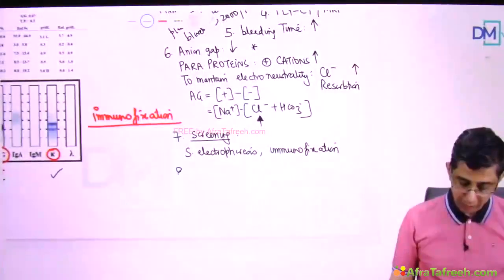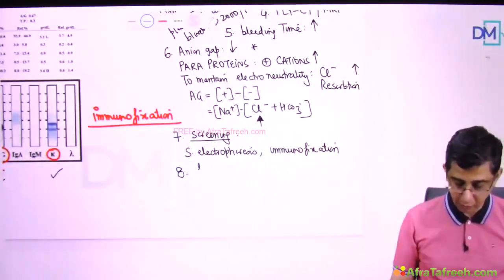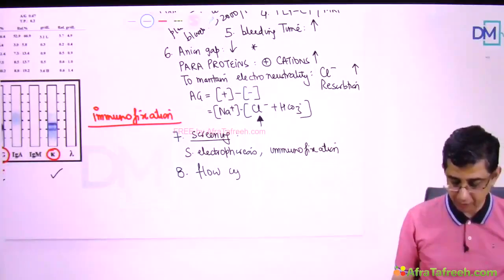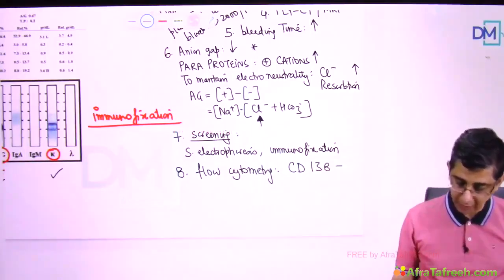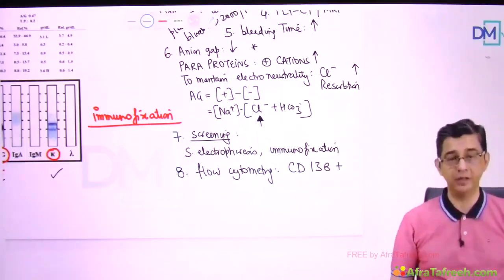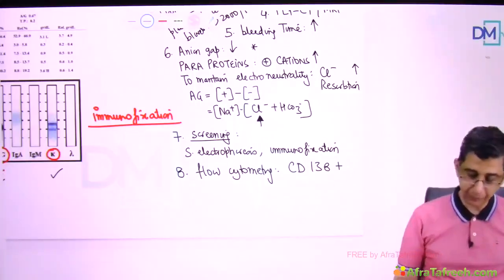After doing an electrophoresis with immunofixation, we also do a flow cytometry in the patient. Flow cytometry will also reveal the diagnosis, because the cells which are present here are CD138 positive cells. In fact, that's one of the statements that I want you to remember.